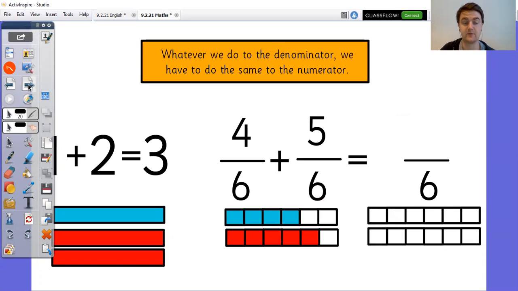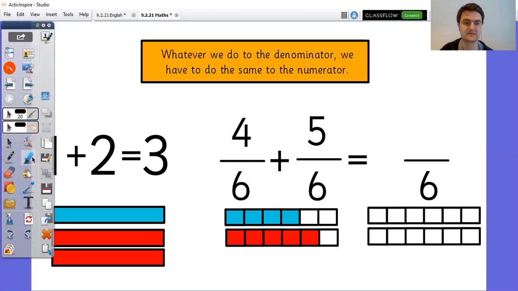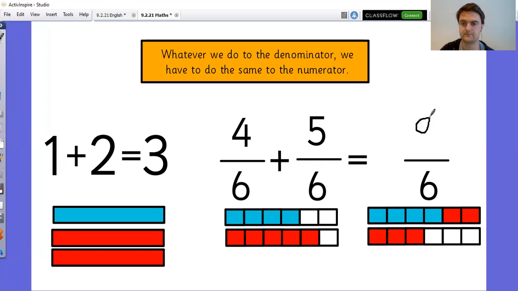Now that the denominators are the same, it's a much easier job for me. All I need to do is add the numerators together. 4 add 5 is 9, which means that 2/3 add 5/6 is the same as 9/6. And I can also prove that by colouring in here. So 1, 2, 3, 4. And then I've got 5 to do in red. 1, 2, 3, 4, 5. Which I can see is 6, 7, 8, 9 altogether.